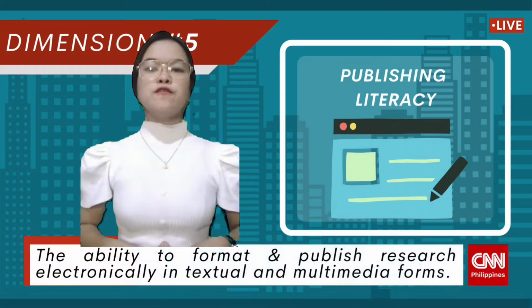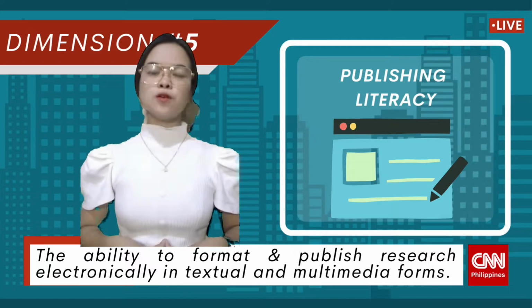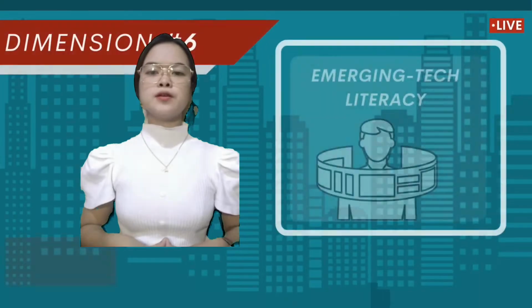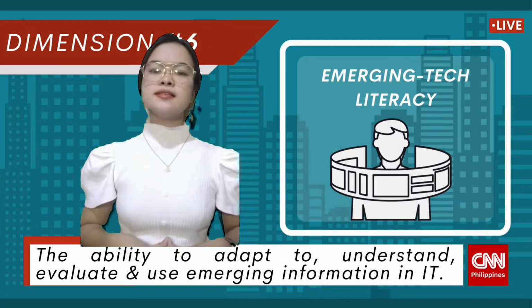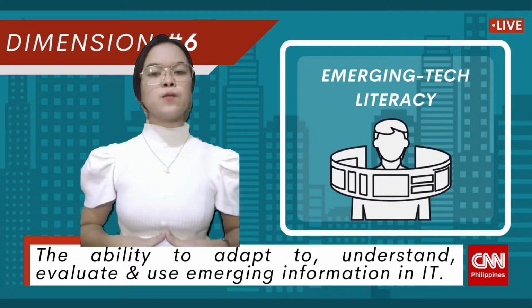Yes, Clarissa. The fifth dimension is the publishing literacy, which is the ability to format and publish not only the research but also the ideas by using electronic devices in textual and multimedia forms, which is very relevant nowadays. Next, we have the emerging technology literacy. This literacy, on the other hand, is the ability to understand and evaluate what is new in emerging information and being able to adapt it to be literate in terms of technology.